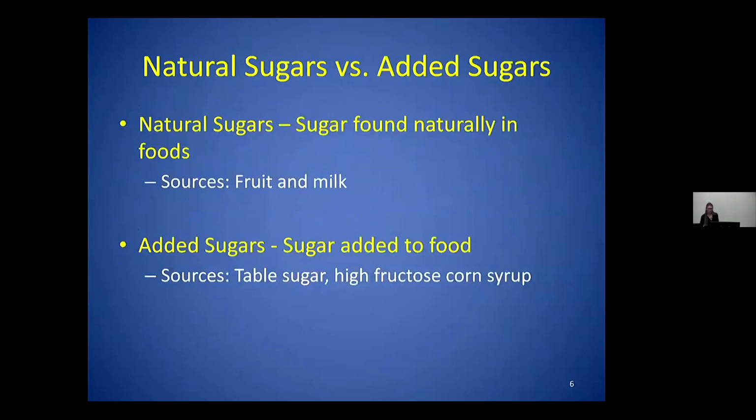To start off with, we're going to look into a couple definitions. So starting with natural sugars, this is just a sugar that is found naturally in food. We don't add it into anything. It is just grown that way. And a couple common sources would be found in milk and fruit. Added sugars are added to the food that's not naturally there already. And this is typically added through processing by adding either a table sugar or some type of syrup, such as high fructose corn syrup.